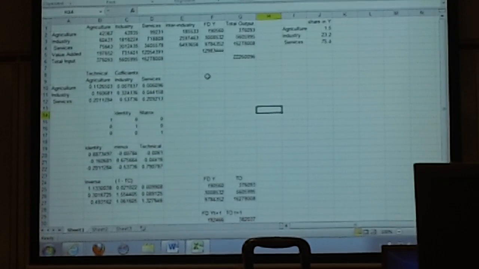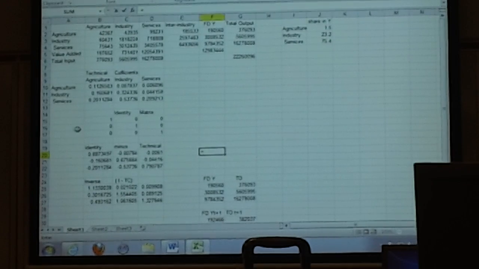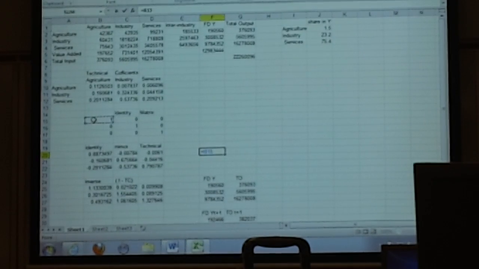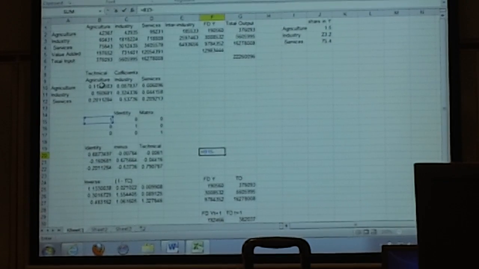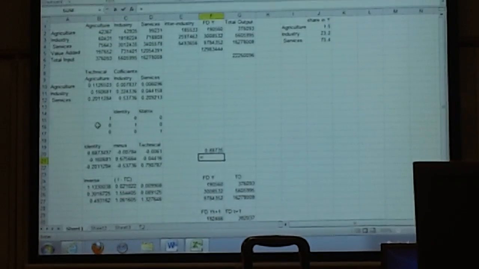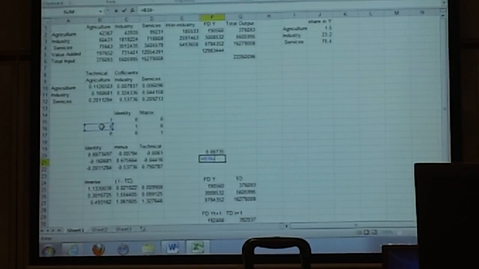Let me show you how we get it. That's going to be equal to the identity minus that number. Then you get this 0.88. The next number is going to be equal to the identity 0 minus the matrix. In order to get the inverse, it just has to be that. So that's the way you produce the identity minus the technology.